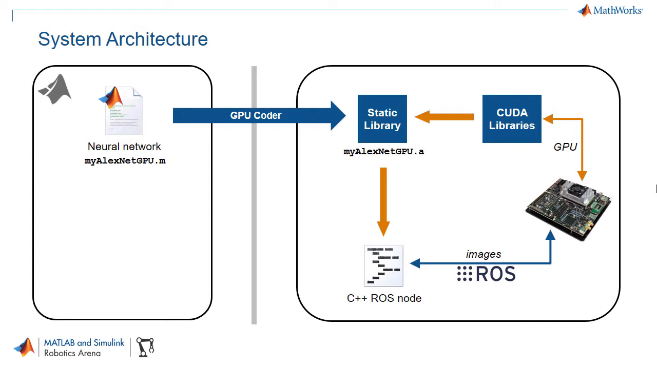It's publishing out image messages from the camera. We're going to read those images into our node. We're going to send them through our classification. And then we're going to publish that data to other ROS topics.